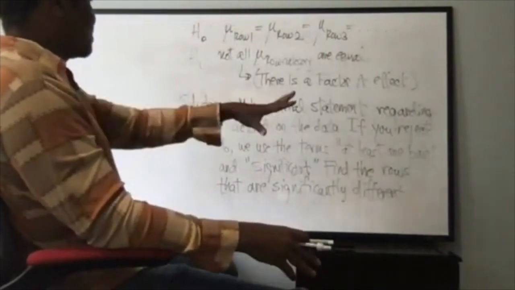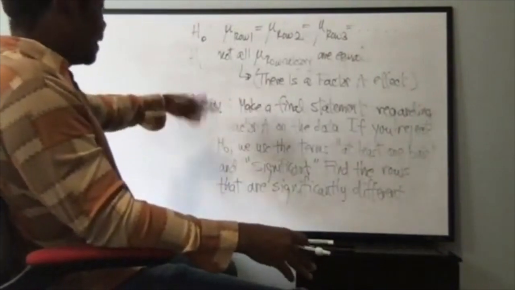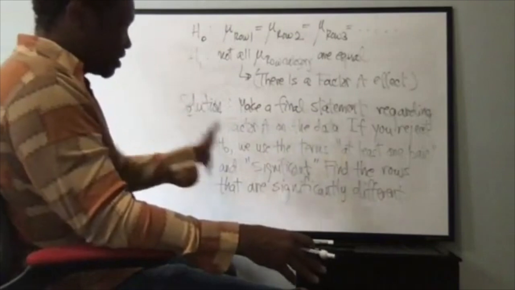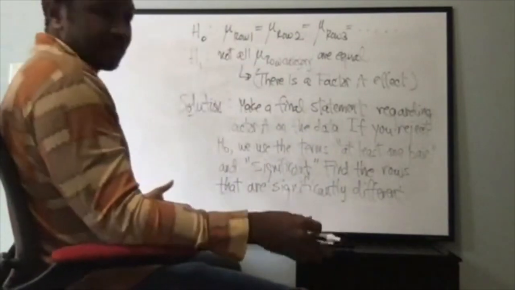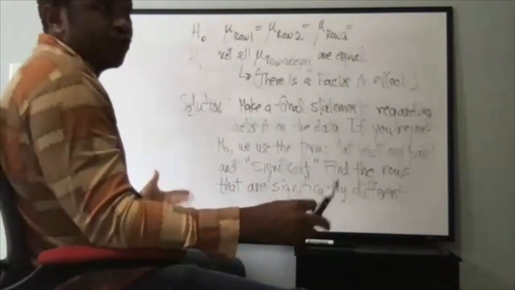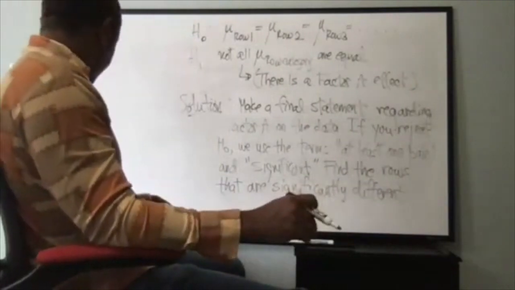So make a final statement regarding factor A on the data. If you reject H sub 0, just keep going how you're going. And if you accept, then you're basically saying all mu rows are basically equal.